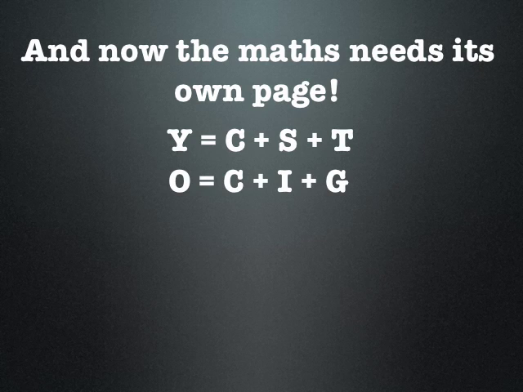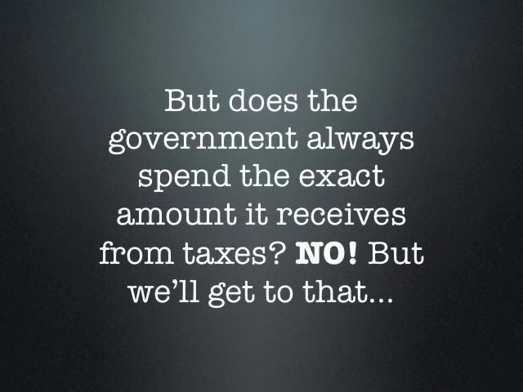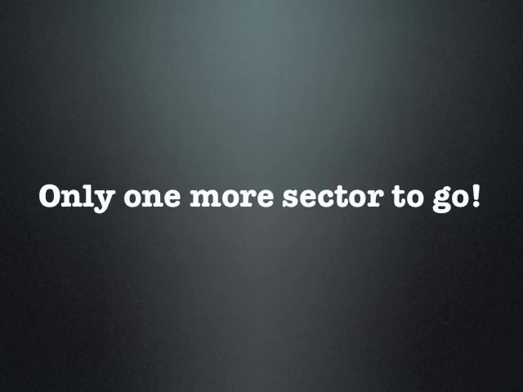needs its own page. The amount of income is equal to the leakages. So we're really looking at C plus S plus T. Now if you just look down the columns again, Y obviously equals O. C equals C. We already found out that S equals I. So, ta-da, T is going to equal G. The amount of tax that the government collects is the amount that they're going to spend. Right? In reality, does the government always spend the exact same amount it receives? No, of course not. But again, we'll get to that.